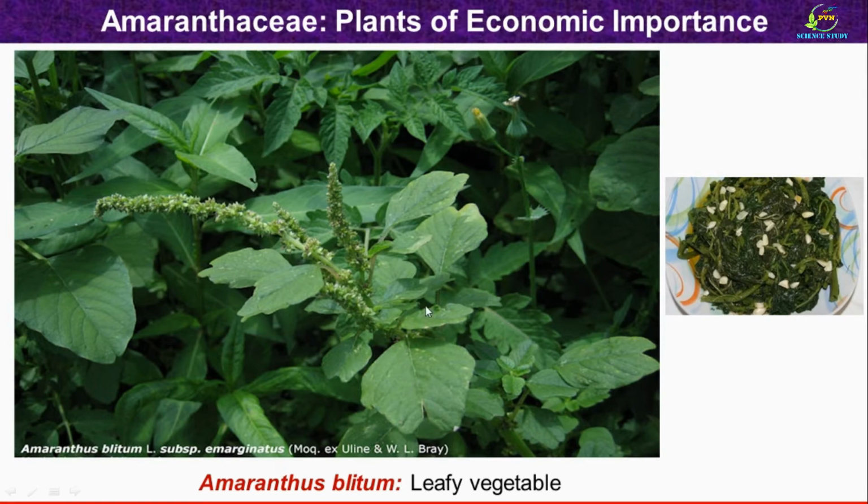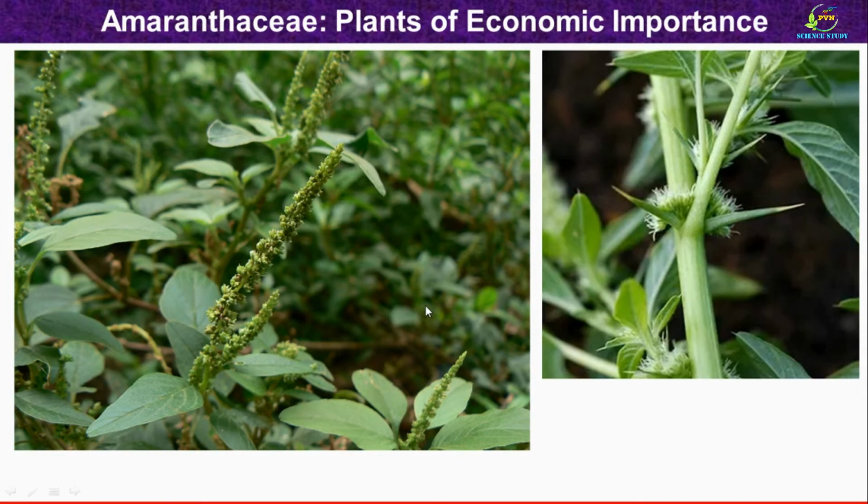Then this is another plant which also looks like the previous one. The botanical name of the plant is Amaranthus spinosus. The difference between Amaranthus blitum and this Amaranthus spinosus is that it contains spines. So as you can see here, it is described as spinosus. Amaranthus spinosus is also used as a wild leafy vegetable which is rich in nutrients.